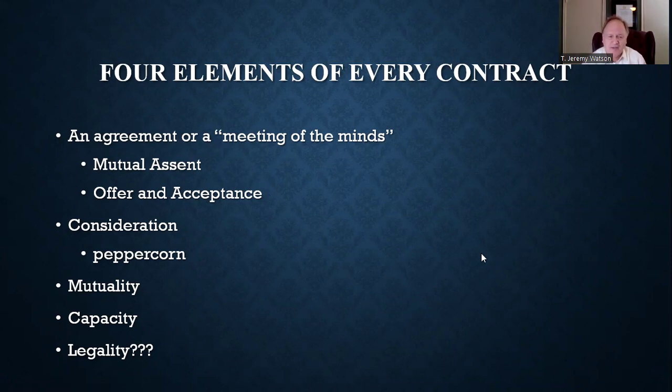The next element of contract is mutuality. You'll see that third bullet point there, mutuality. What is mutuality? Well, mutuality, again, we go back to that original definition of contract, right? A contract is a set of legally enforceable promises between two or more parties, right? Two or more parties. You got to have at least two parties to have a contract. If you don't have two parties, no contract. And that's where mutuality comes in. You have to have at least two parties.